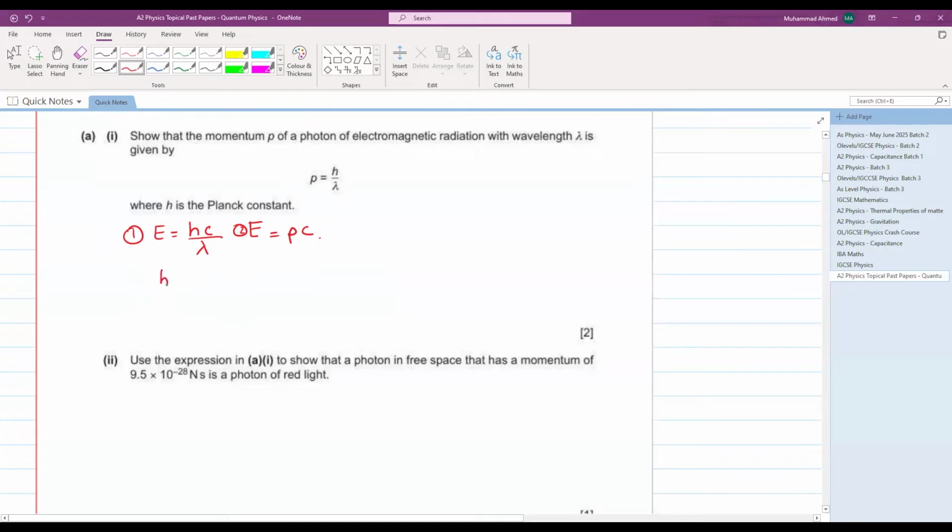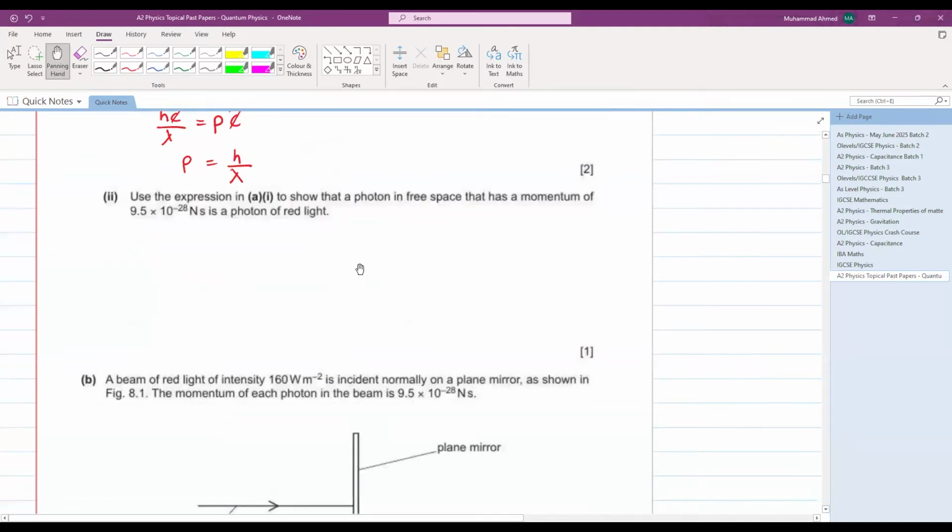Let's equate both of them. hc over lambda is equal to pc. c and c get cancelled out. Momentum is equal to h over lambda. Simple derivation. Let's move on to part 2.